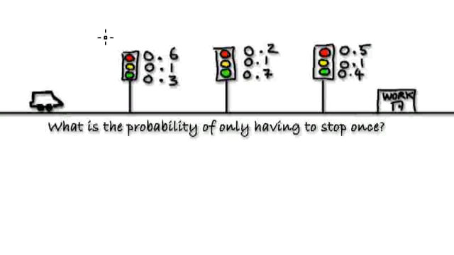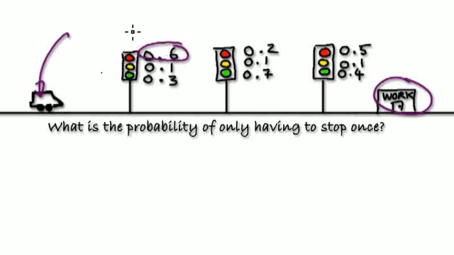Okay, have a look at this here. This is me sitting in a car. I'm trying to get to work, but along the way there are three sets of traffic lights. Now, the probability of it being red is 0.6 for this traffic light here. The probability of it being amber is 0.1. The probability of it being green is 0.3.